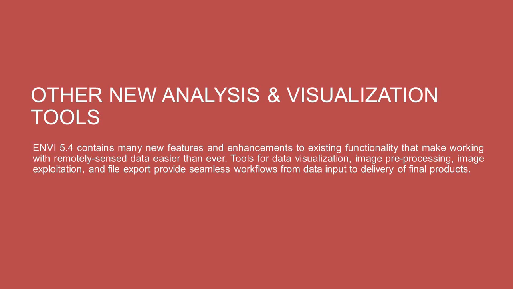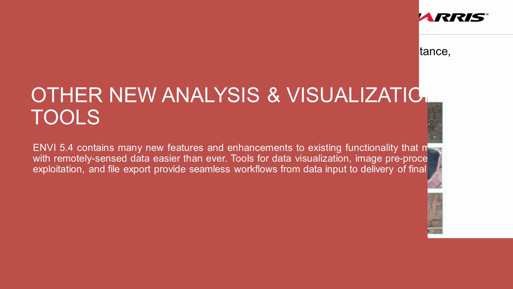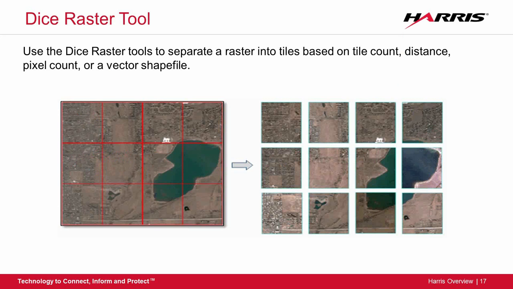We're going to be using the same data set for each of these techniques, and we're going to start off by using our dice raster tool. Our dice raster tool, what this does is it separates our raster into tiles based on either tile count, distance, pixel count, or a vector shape file. So pretty much it's taking a large image like that and subsetting and cutting it up into smaller tiles.